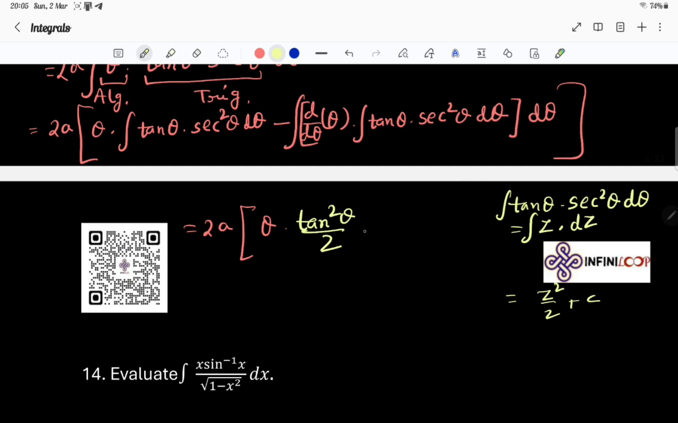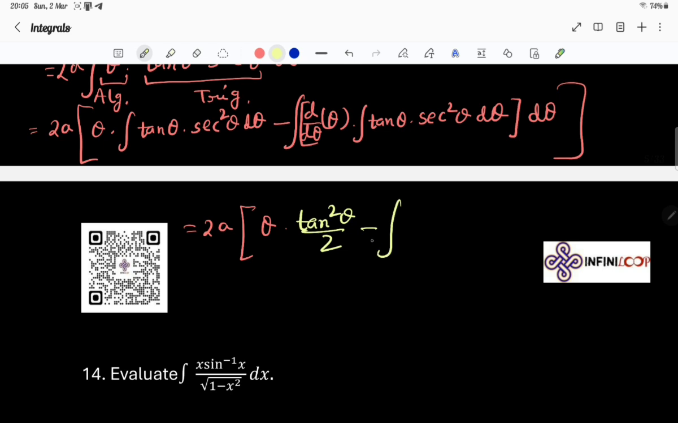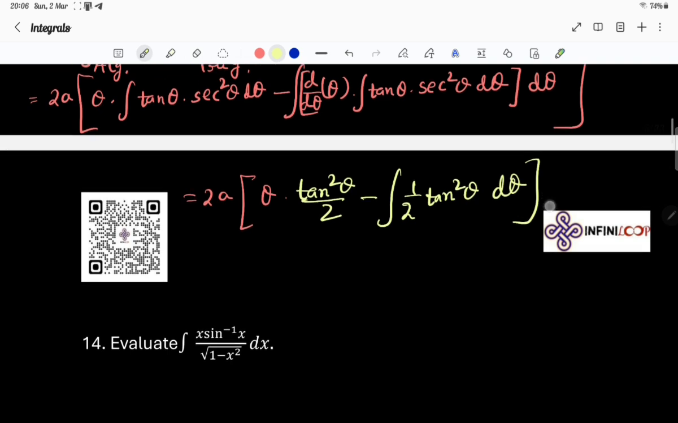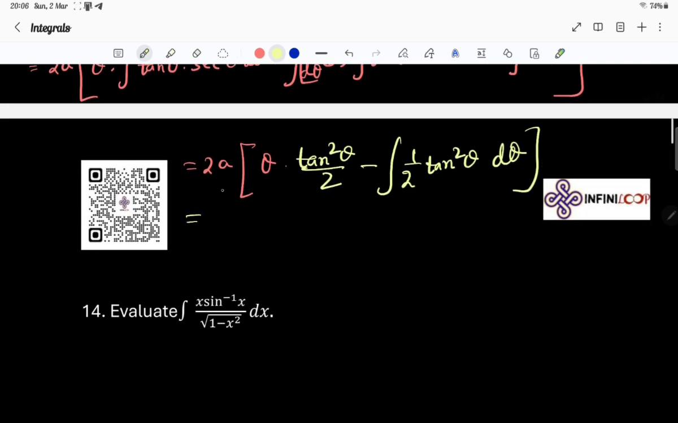Then minus, what will we complete now? This one, integration d theta of theta is 1 only, d dx of x is 1, so it is 1, and similarly we will write half of tan square theta d theta. Now come to the answer.